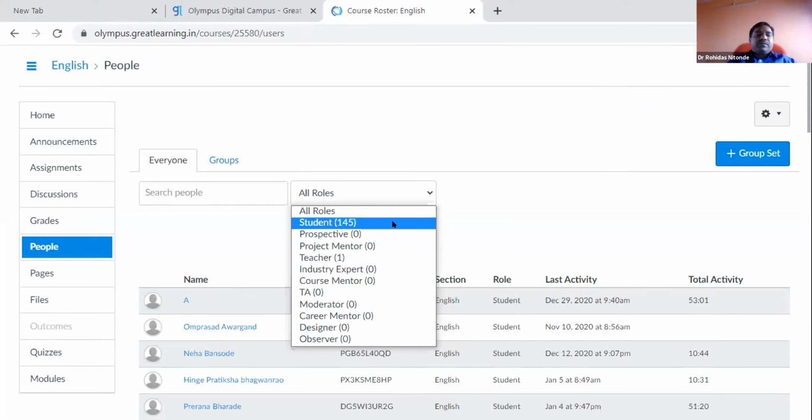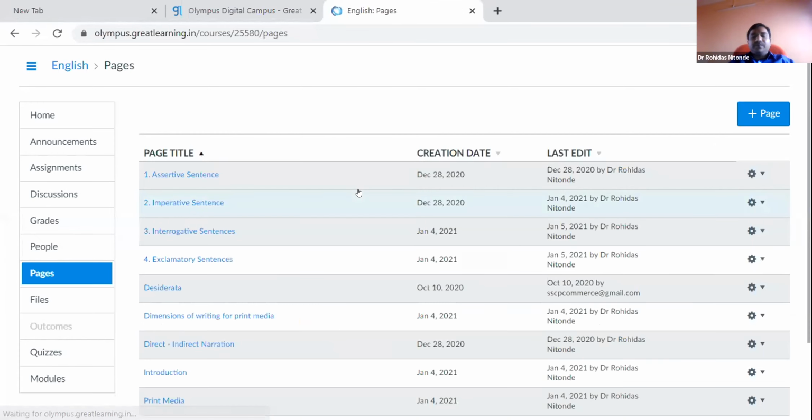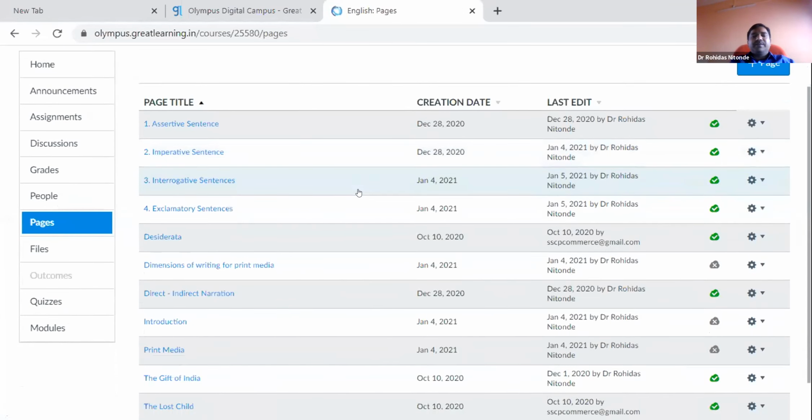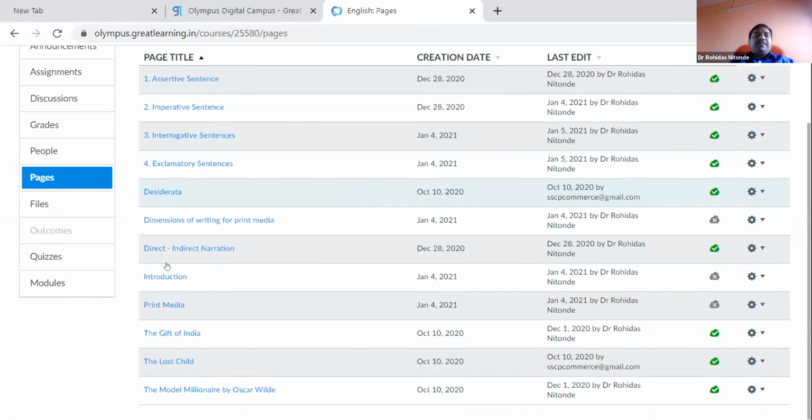So you should tell all your friends that for the internal evaluation, the English teacher would be using only the performance that is there on the Great Learning app. Then we have pages, and these are the pages that we have. If you click any of the pages, you will find the relevant study material on those pages.